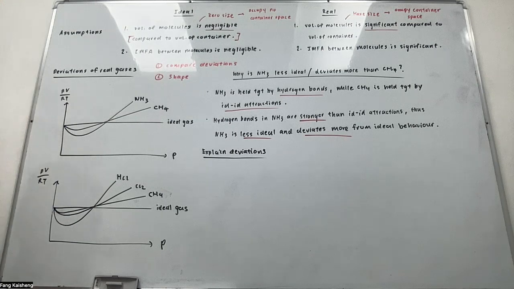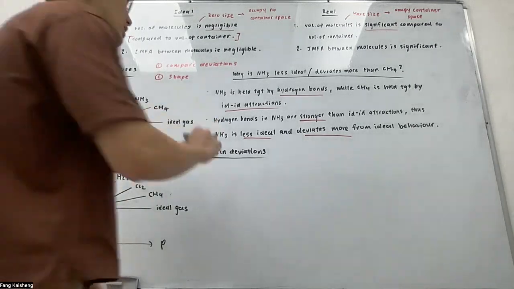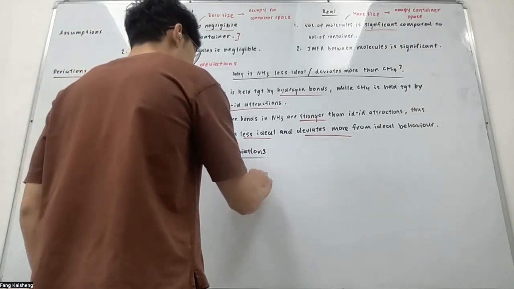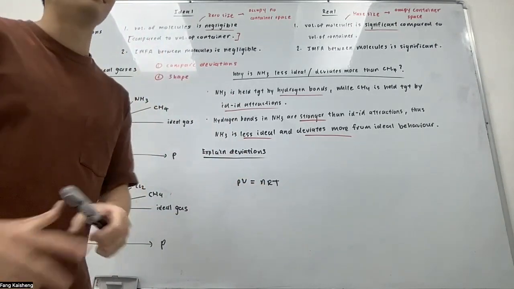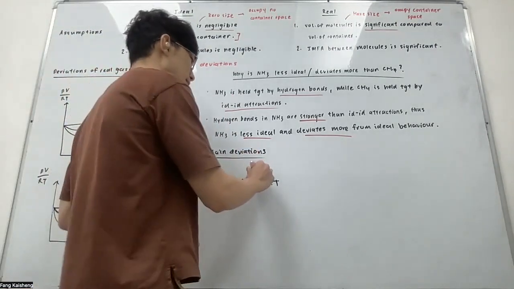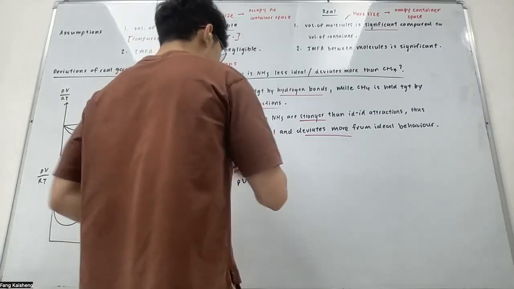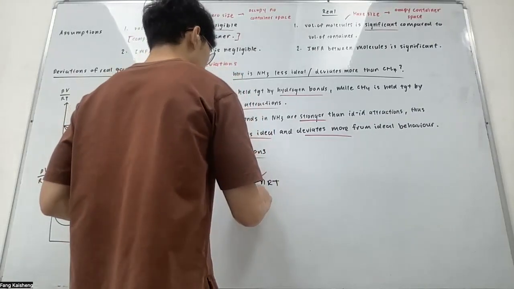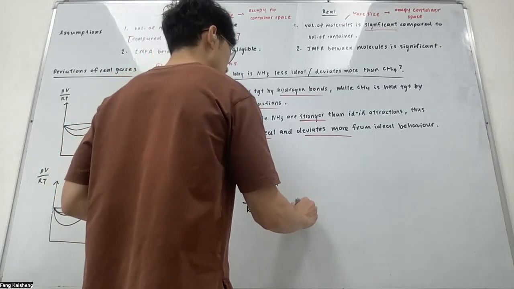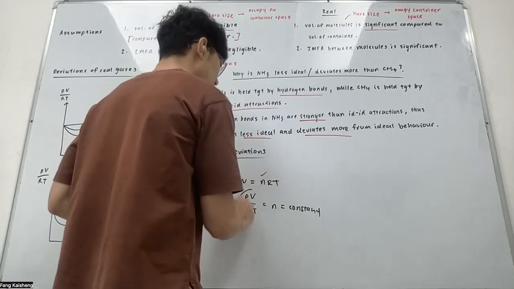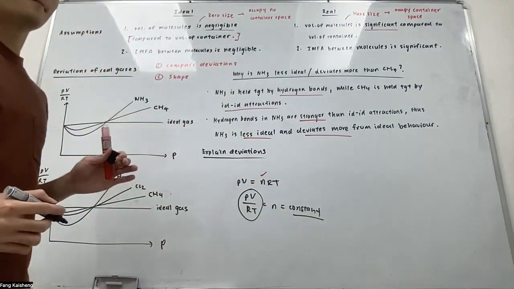So PV over RT against P, the graph is a straight line because just now we assume that PV equals nRT. The number of moles of these gases is the same. Because the number of moles is the same, I just shift everything to the other side. So that's why a lot of the time for this question, they'll plot PV over RT because it's equal to n, and you know n is constant. So this entire expression must remain as a constant if the number of moles is the same.